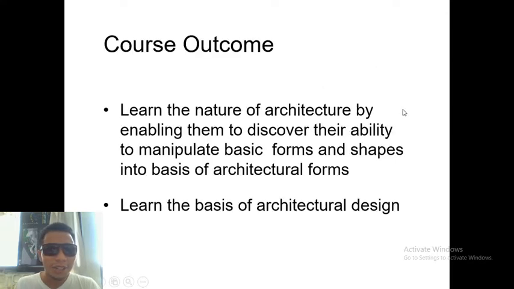Introduction to design. So, here's the course outcome. Why have I included this one? But let me just read this to you. So, this is the goal of this first semester in Design 1. One is to learn the nature of architecture by enabling them to discover their ability to manipulate basic forms and shapes into basis of architectural forms.